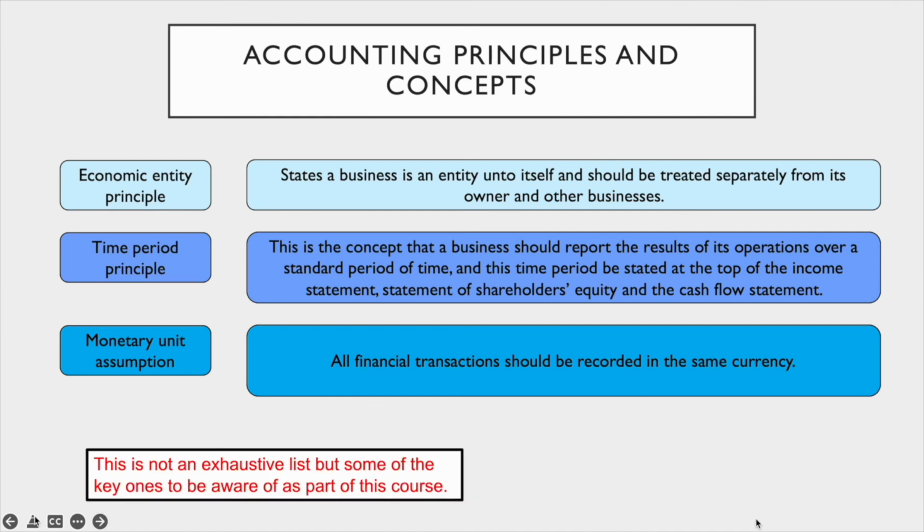So these are just some of the accounting principles and concepts. This is not an exhaustive list, but some of the key ones to be aware of.